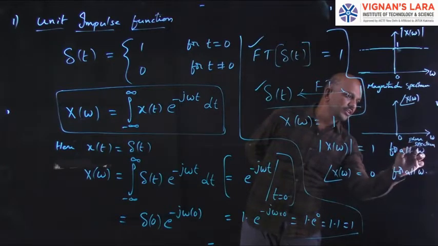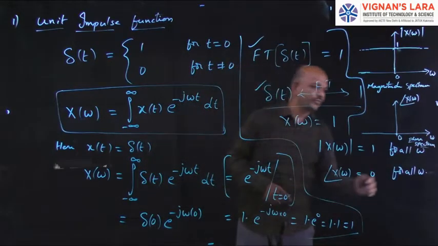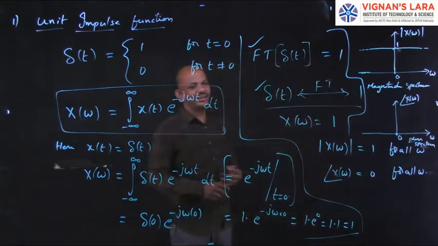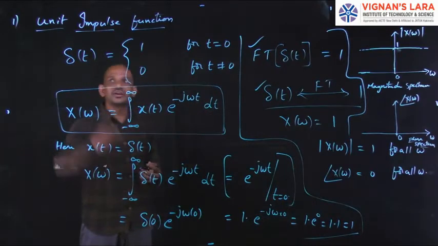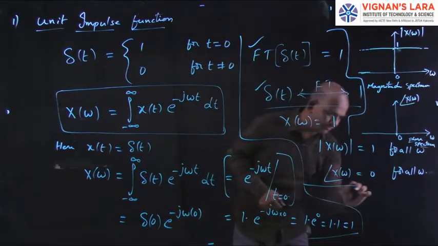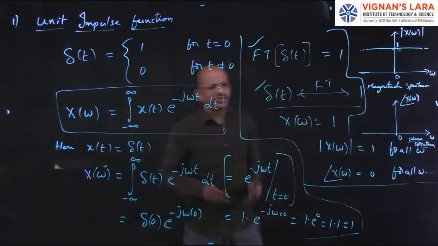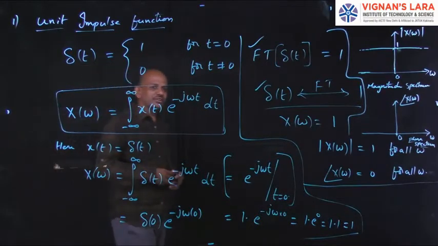This is nothing but the phase spectrum of the given function. So in this way, I can draw the magnitude spectrum and phase spectrum of the given functions. For any given function, you can draw the magnitude spectrum and phase spectrum. First, you need the equation of X of omega.